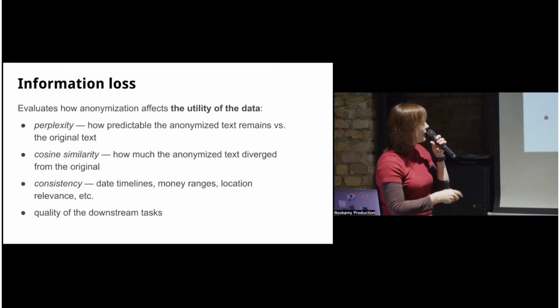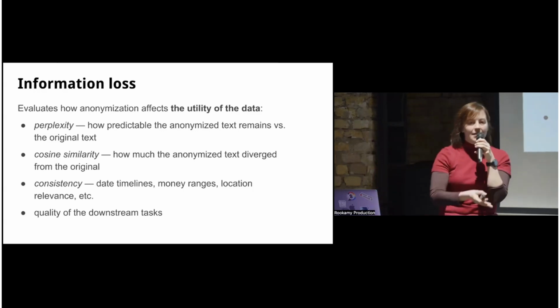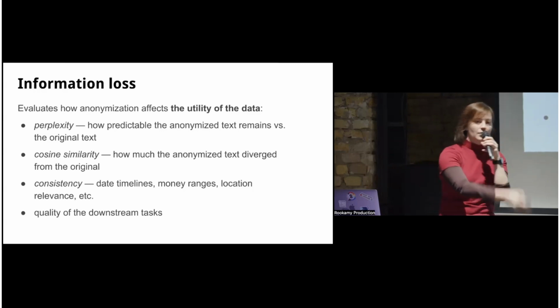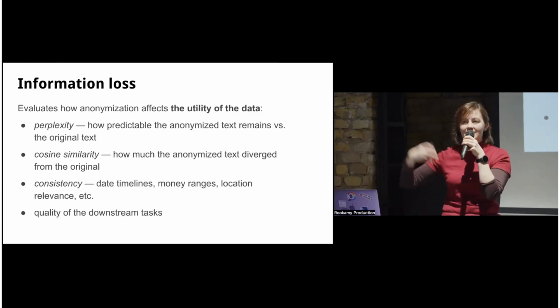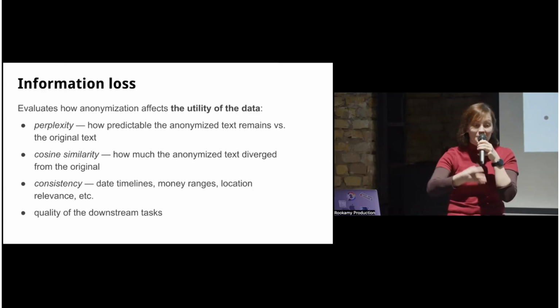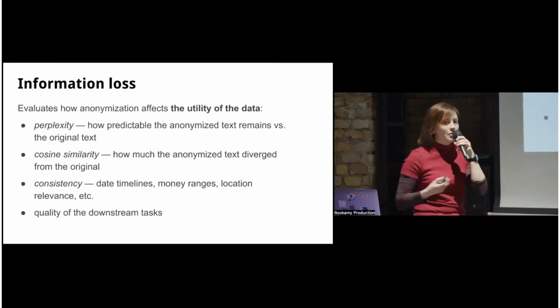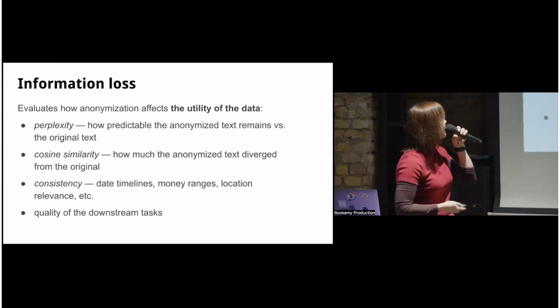And the most important one, in my opinion, is the quality of the downstream tasks. Do you do text classification? Do you do error correction? Do you do sentiment analysis? You can train your models on non-anonymized text and on anonymized text, and check on public data, not on user data. Then check the difference in quality to understand how much your anonymizer corrupts the data.